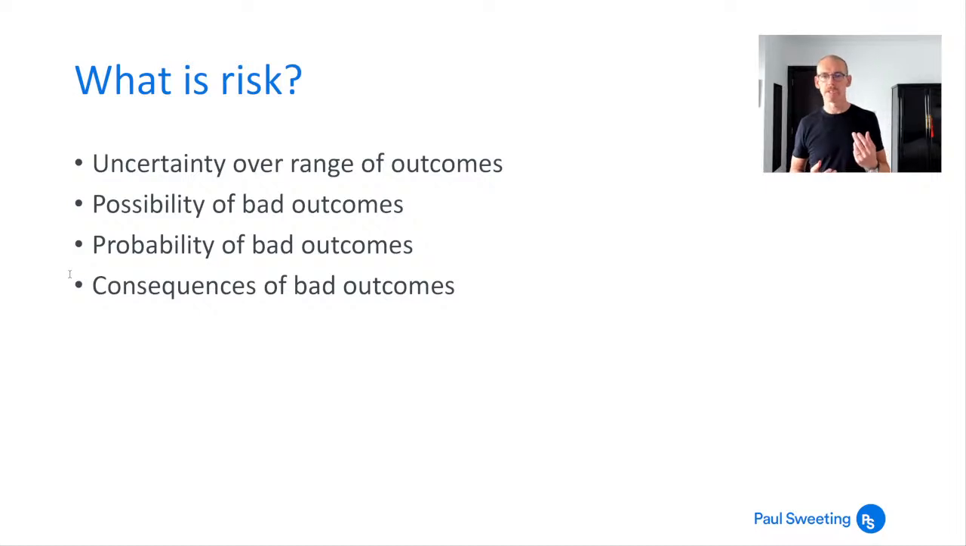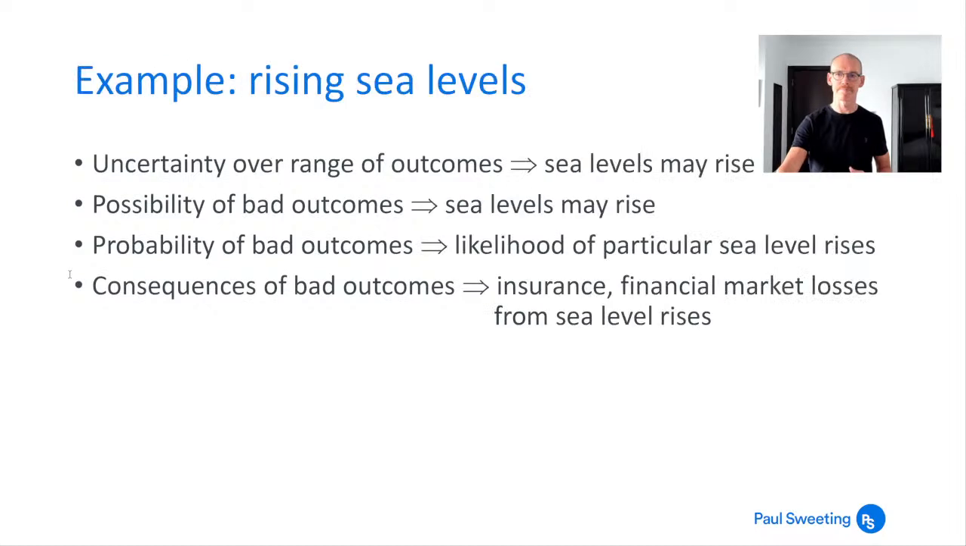But it's not just, even then, the probability of bad outcomes. It could also be the consequences of the bad outcomes. And this is quite important. It's something which the Intergovernmental Panel on Climate Change talks about as well. It's not just something going wrong and not necessarily having any additional effect. It's the consequences which are important as well. And those can also be regarded as the risk.